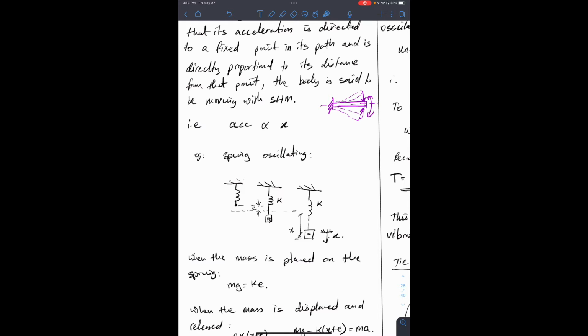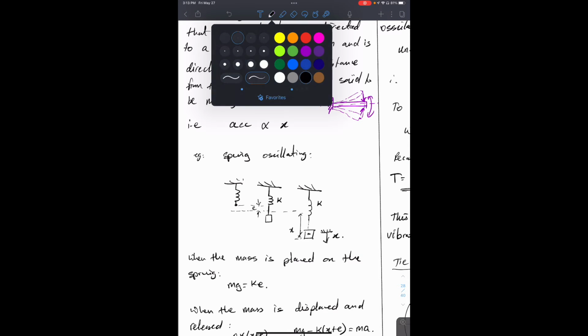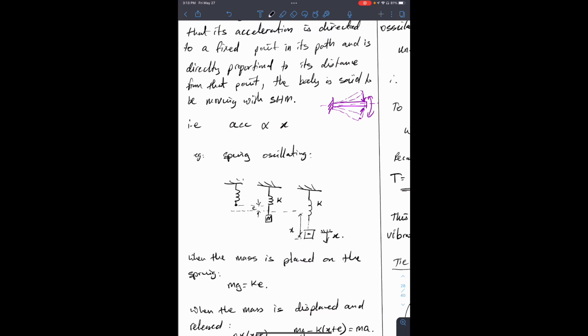So we're looking at a spring. We have a spring by itself here, in this picture. The next step is that we're going to hang a mass on it. This here is a mass, M. When you hang a mass on the spring, of course, it's going to deflect by some amount E, given here. And we could recall Hooke's law.